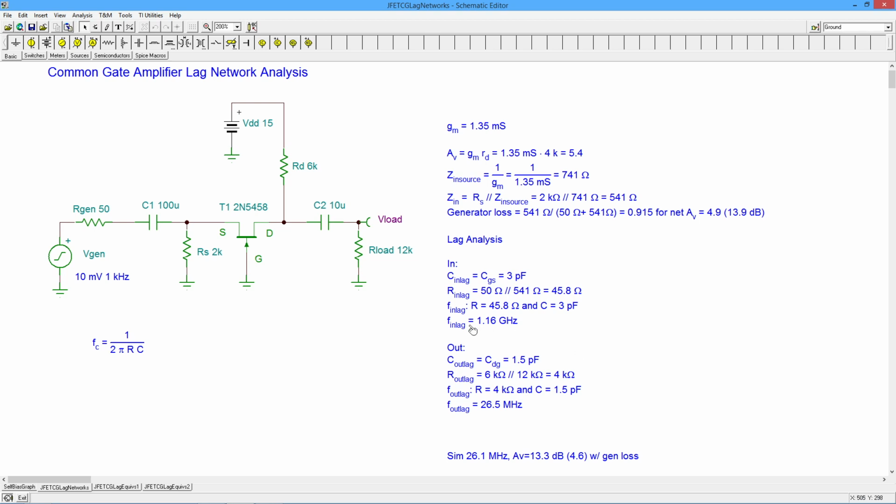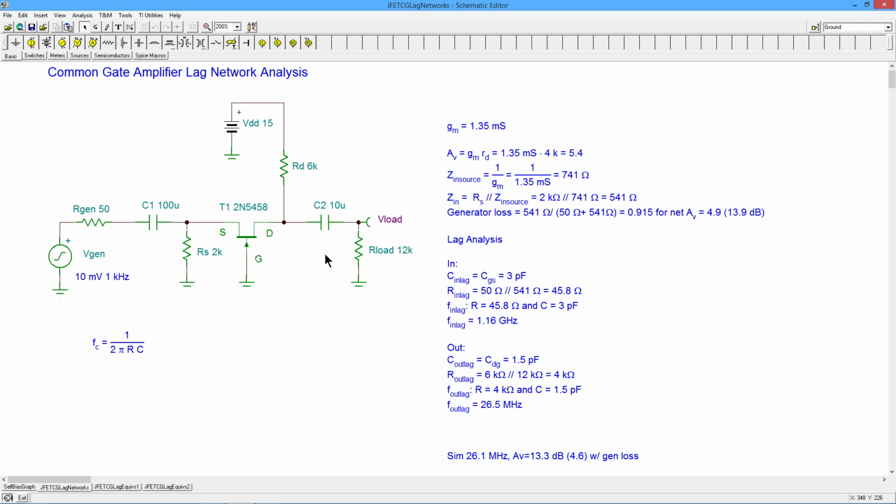The obvious question is, how do I check the input lag, this supposed 1.16 gigahertz? Well, unfortunately, you don't, because there's no easy way to isolate this. When we do lag network analysis, it's pretty easy to just come in and change one of these caps, because it's the single cap that sets the critical frequency, in isolation, right? In association with the resistors, but one cap does it, and that cap doesn't change anything else. Doesn't change the bias, doesn't change the gain.